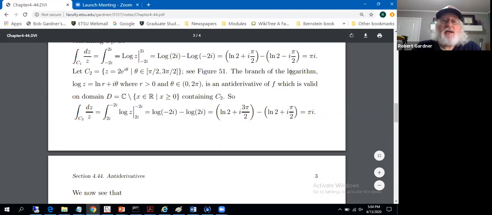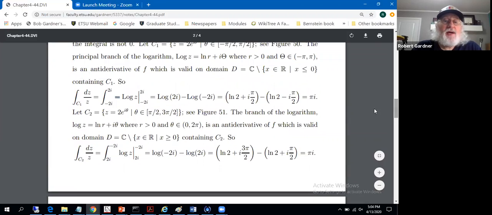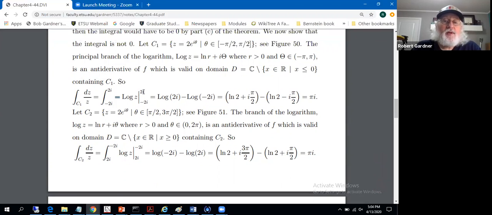Here we are up here. Take the antiderivative, evaluate it from negative 2i to 2i. Plug the endpoints in. Use the principal branch of the logarithm, which really just tells you how to choose the arguments. And when the dust settles, we get pi i. Remember, that's only half of it.